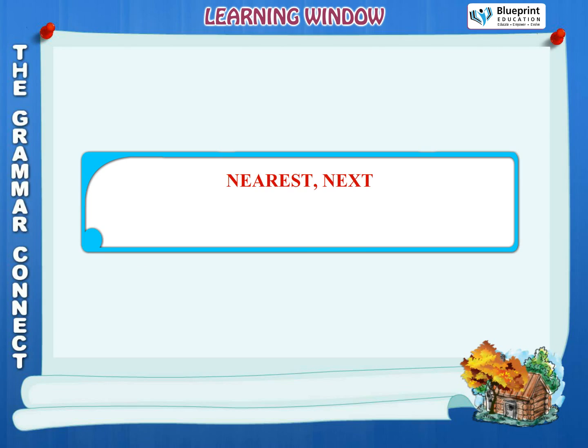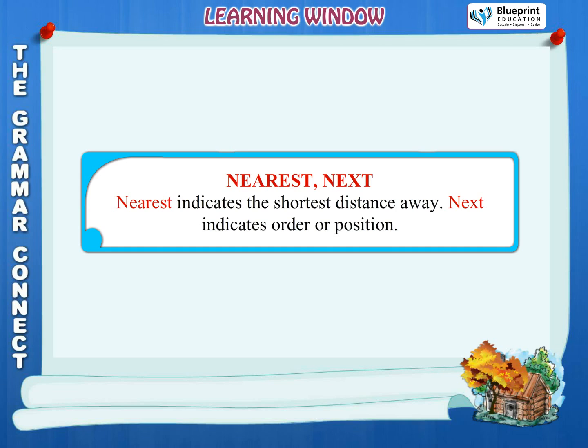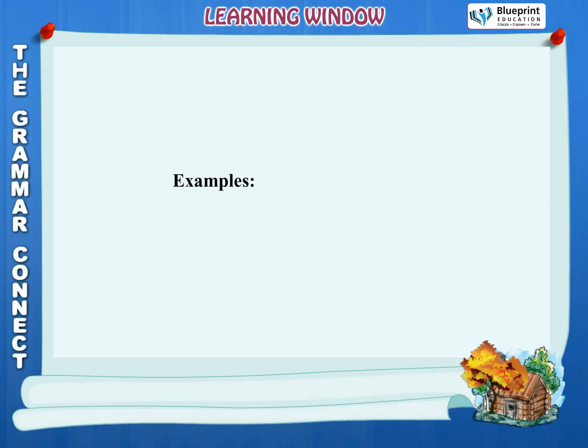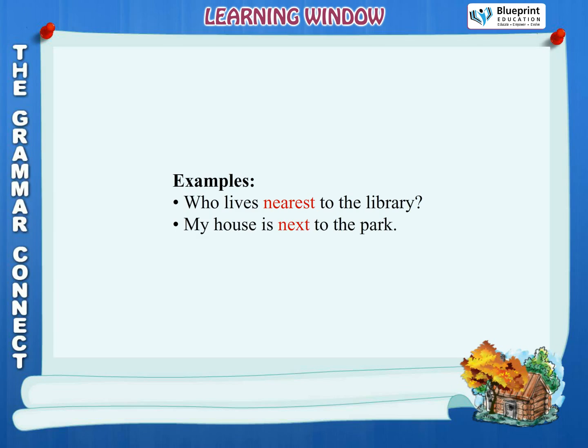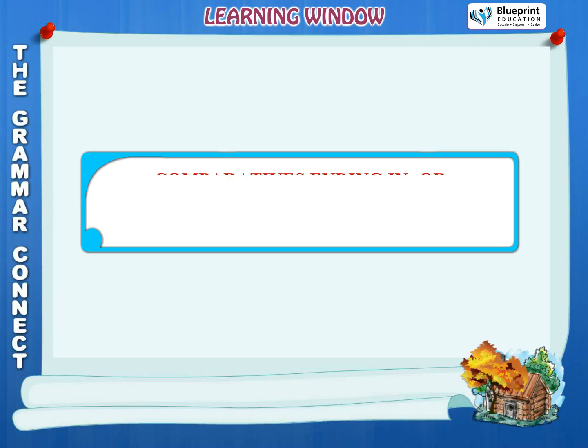Nearest, next. Nearest indicates the shortest distance away. Next indicates order or position. Examples: Who lives nearest to the library? My house is next to the park.